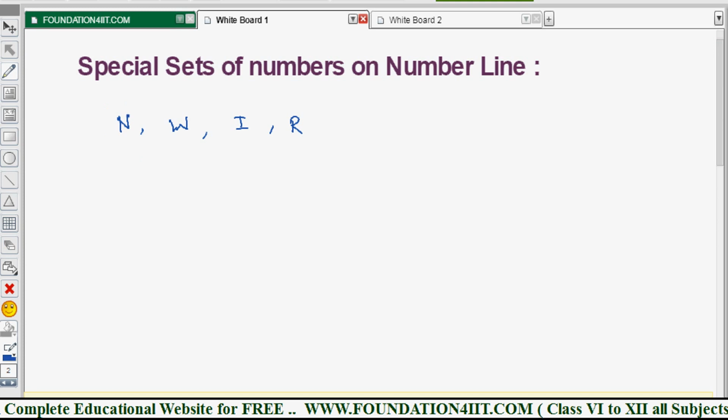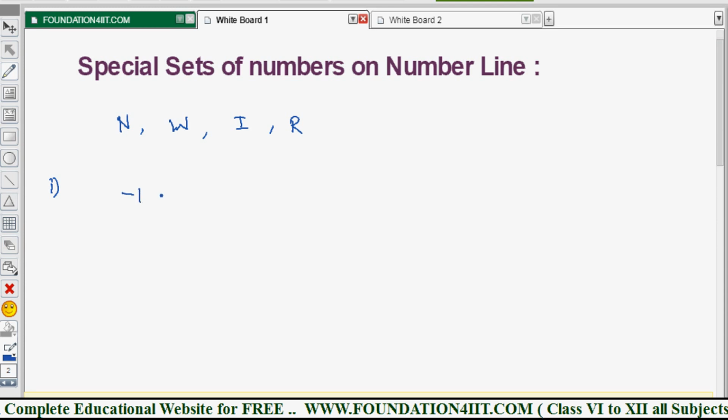Natural numbers start from 1, so 1, 2, 3 till infinity. Whole numbers include 0, so 0, 1, 2, 3 and so on. Integers we can represent with I or Z, and they are all the negative and positive numbers including 0. Real numbers include rational numbers, so all the fractions, everything. For example, first, the natural numbers, we will represent on the number line. Let us see.